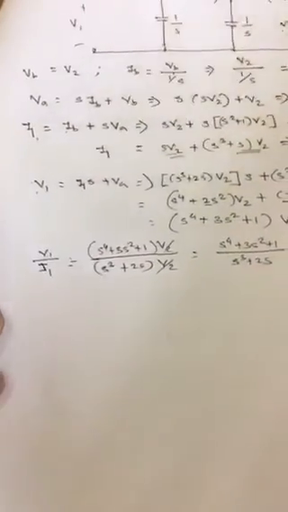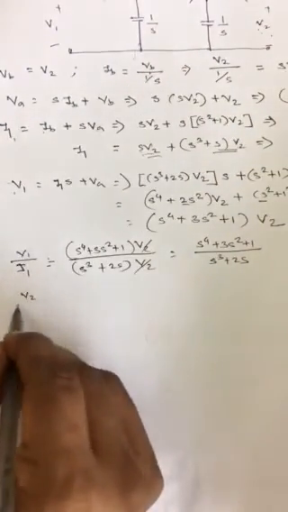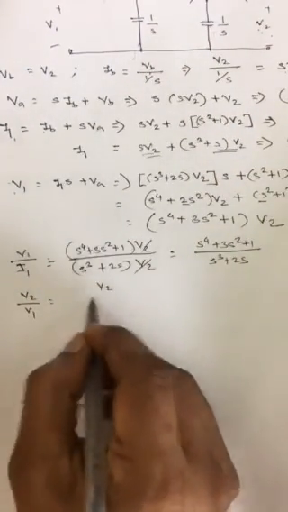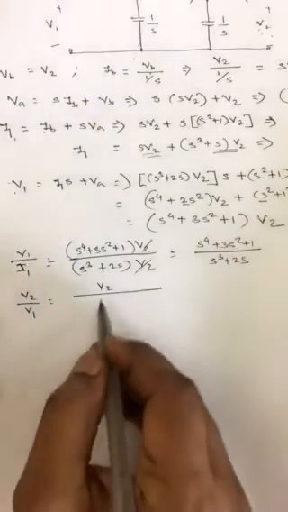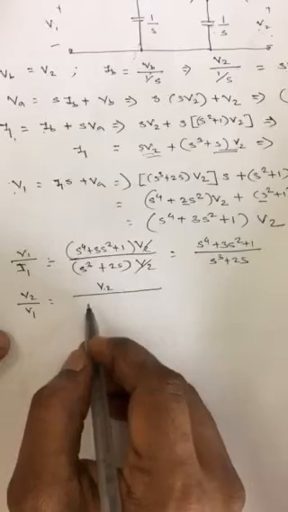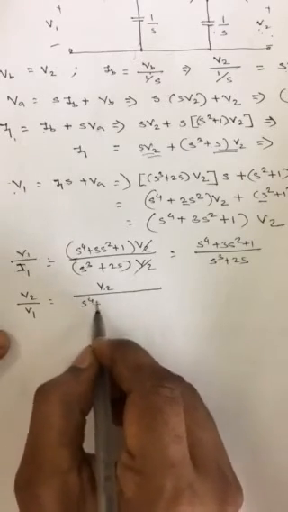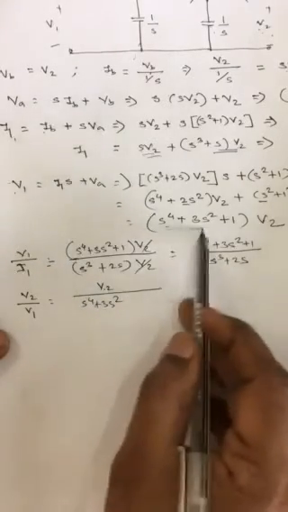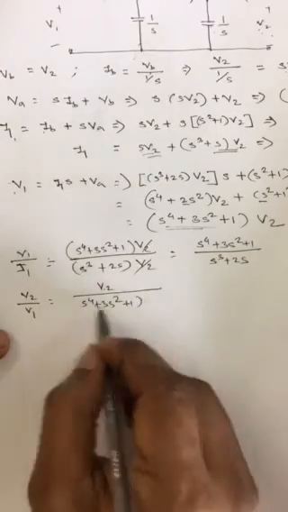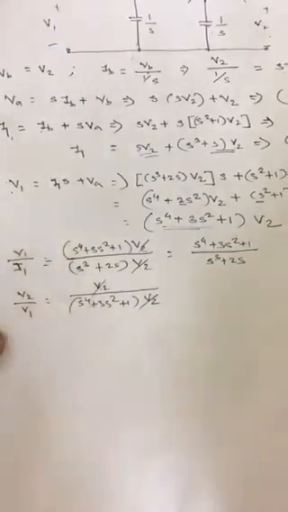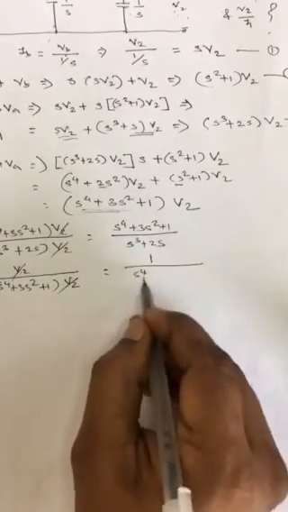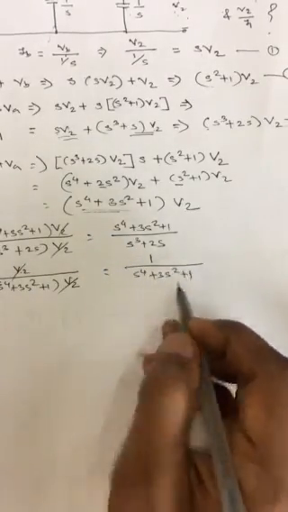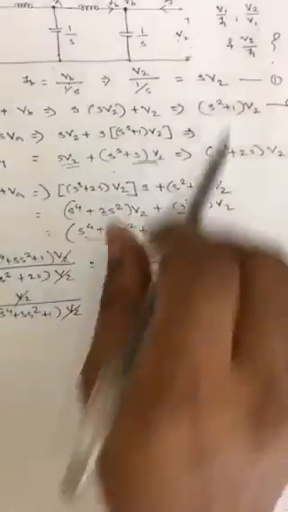Next is V2 by V1. V2 by V1. So V2 we place directly, because there is no such calculation needed to find V2. Okay, V2 divided by V1. V1 we have, so S raised to 4 plus 3S square plus 1 multiplied by V2. So V2 will get cancelled and you will get the answer as 1 upon S4 plus 3S square plus 1. Okay, we have got V2 by V1.